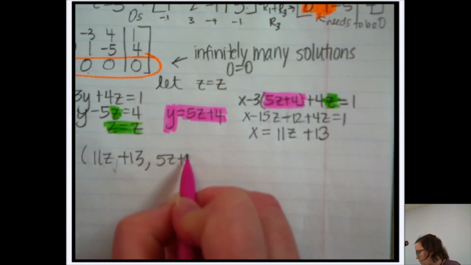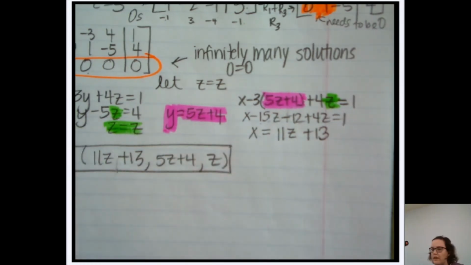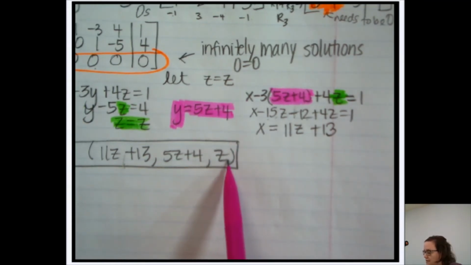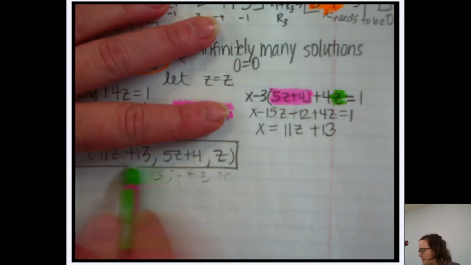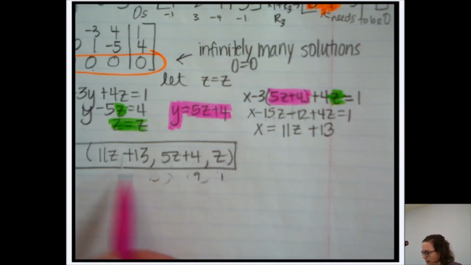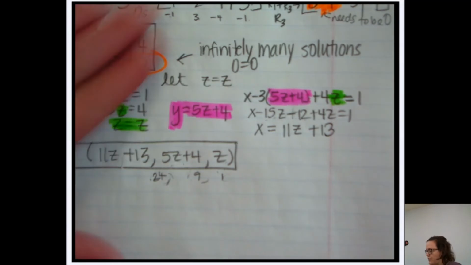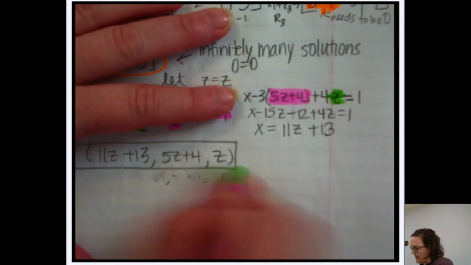5z plus 4, and then z. And again, what information this gives you is you can generate a triplet. So if I told you z was 0, then we know y is 4, and we know x is 13. So one ordered triplet is 13, 4, 0. But it's not the only one, because then I could go in and plug 1 in for z. And so if I plug in 1 for z here, another ordered triplet that works is 24, 9, 1.